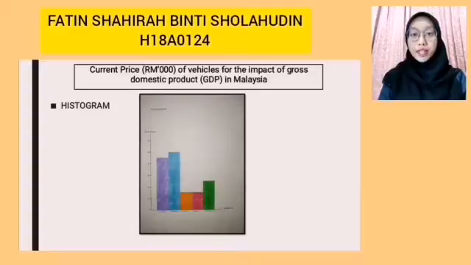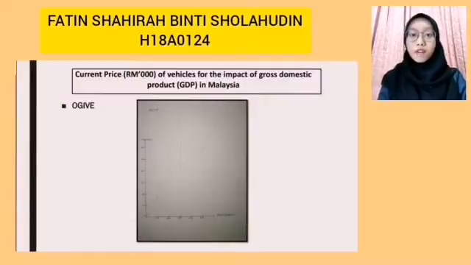The graphical method, histogram. For the histogram, we can see based on the diagram below, the highest one is the blue midpoint of RM 10,000 and the lowest is the orange and red midpoint of RM 3,000. Next, OGIF. For the OGIF graph, we can see based on the diagram below also the highest is the upper boundary at frequency RM 30,000 while the lowest is marked at frequency RM 9,000.